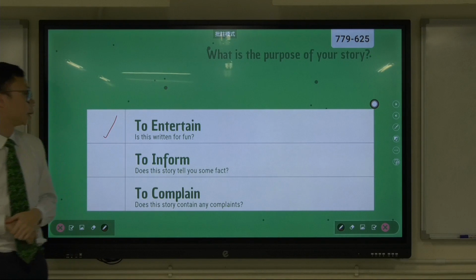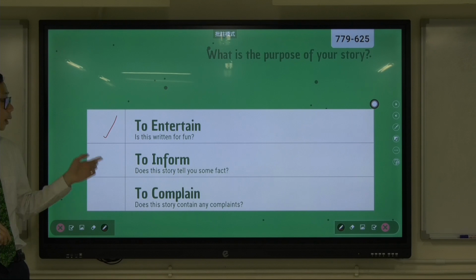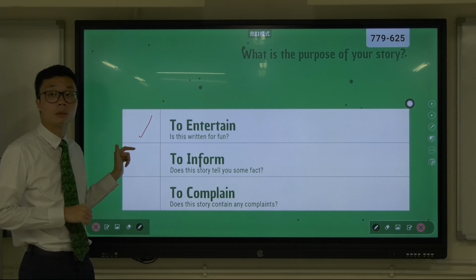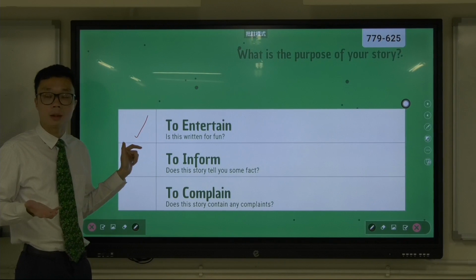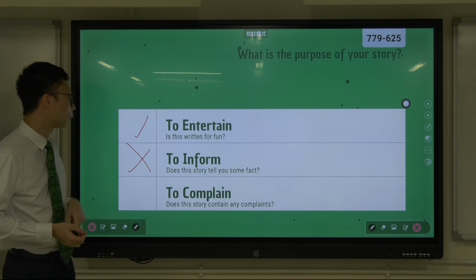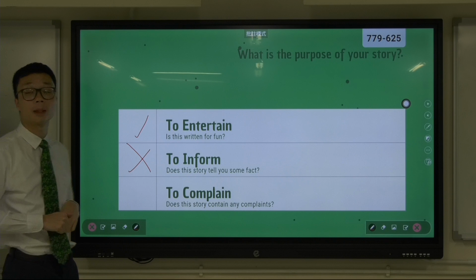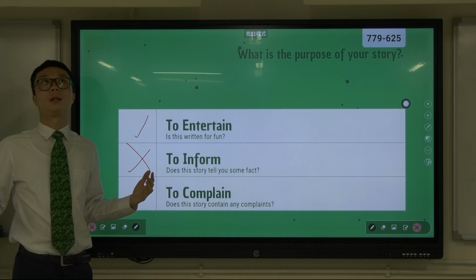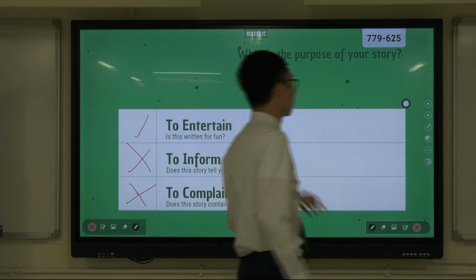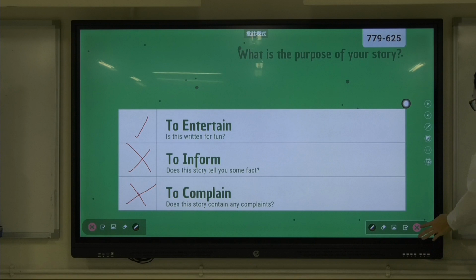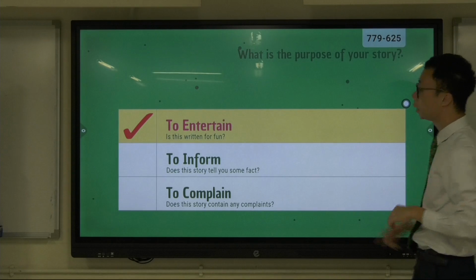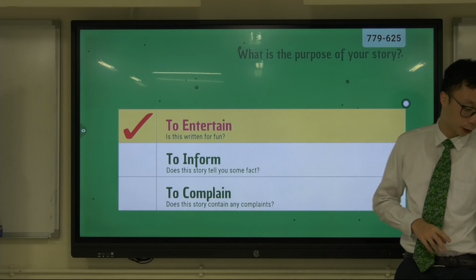Okay, what about this one? Does this story tell you some facts? I don't think so. To inform: does it tell you some solid ideas? No, not really, because this is a story. It's a work of fiction. So what about complaint? Does this story contain any complaints? Complain about the lion eating me? No, actually. So this one is to entertain. Please mark it on your page, here, to entertain on page 22.